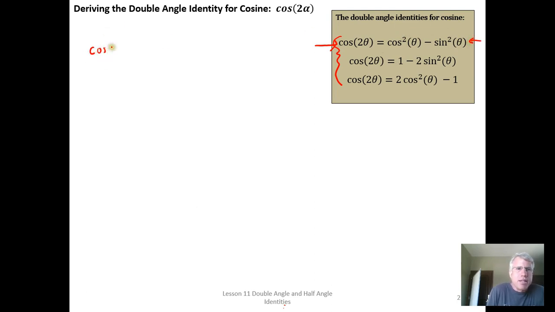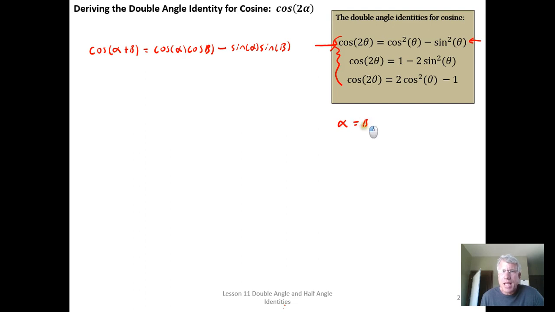And the sum identity for the cosine function says that the cosine of alpha plus beta is equal to the cosine of alpha times the cosine of beta. And when it's a plus, we get a minus right here in the identity. We get sine alpha times sine beta. And the key for the derivation is to understand that alpha can equal beta.